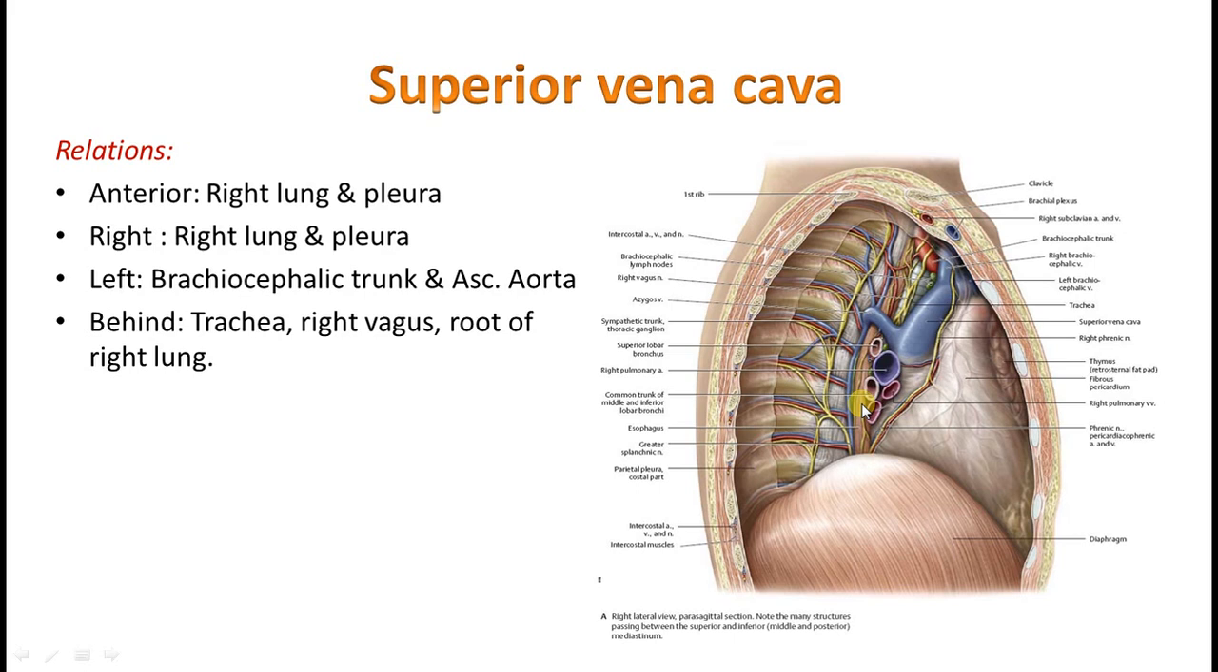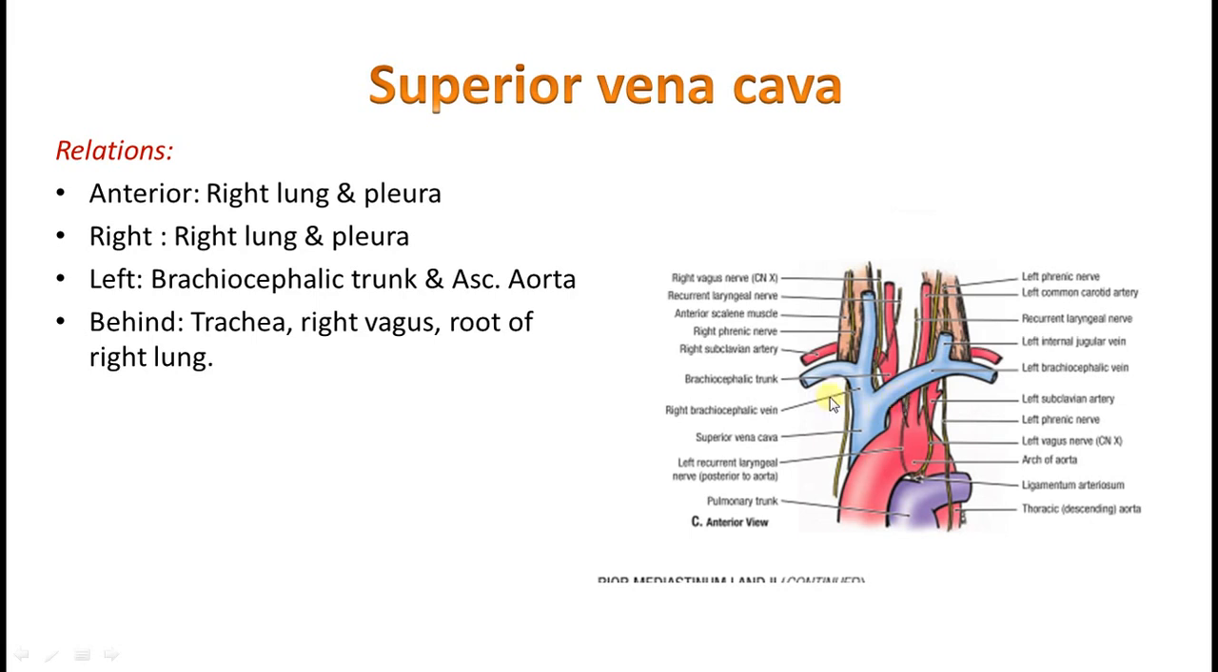So anteriorly, the anterior margin of the right lung and pleura, the first two intercostal spaces, and the fibrous pericardium in the lower part. Posteriorly, it is related to the trachea and the root of the right lung. Okay.